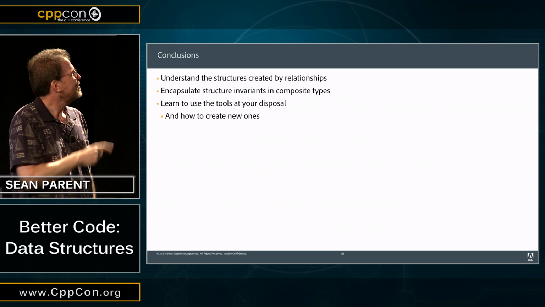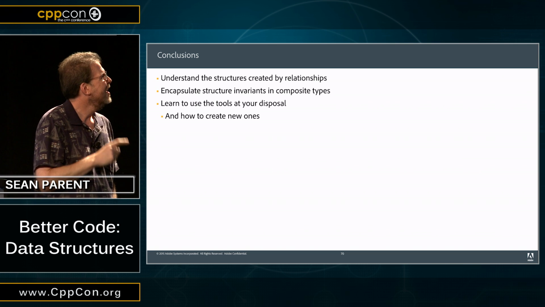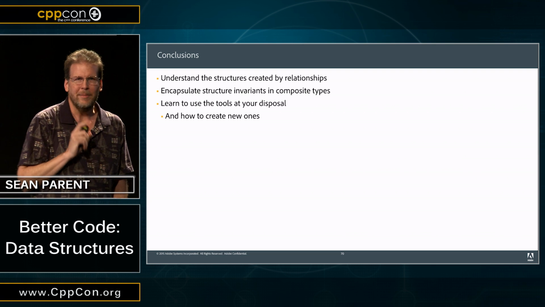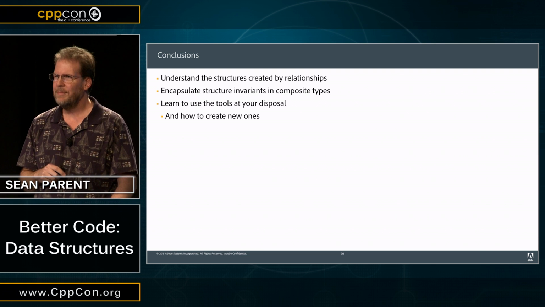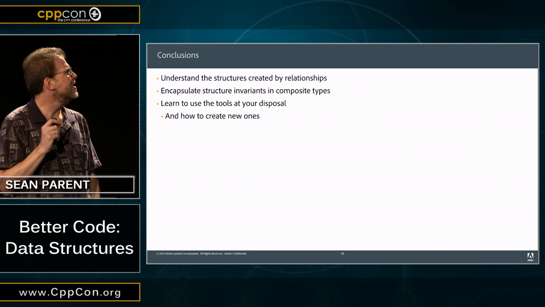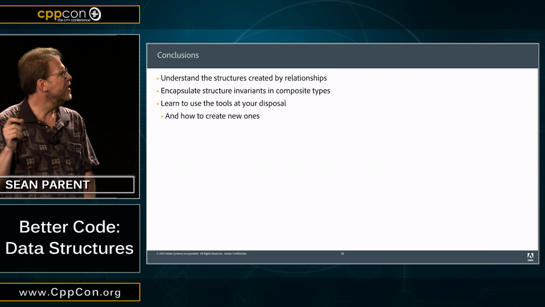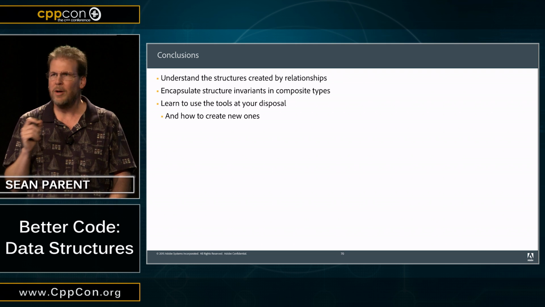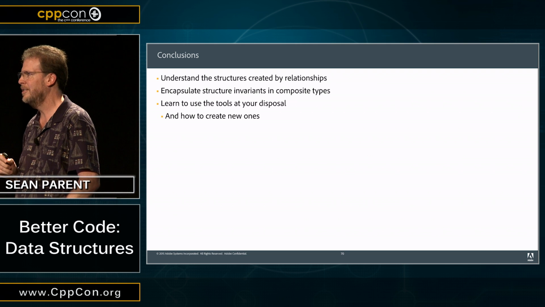Okay, so conclusions. Understand the structure is created by relationships, if you want to improve your code. Encapsulate structure invariants in composite types, and learn to use the tools that are already at your disposal and how to create new ones. Right?